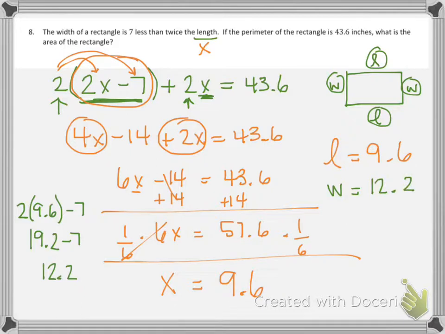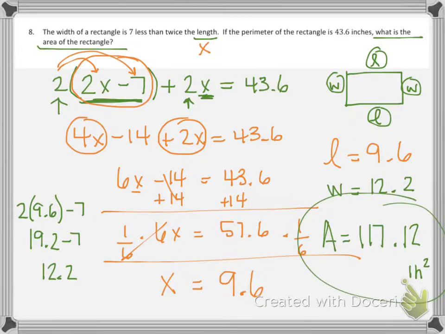And then my question is, what is the area of the rectangle? Well, area, if you'll remember, is equal to length times width. So I'm going to take the 9.6 and multiply that by the 12.2 width, and I get 117.12 square inches. So this would be inches squared. And that is the area of the rectangle.